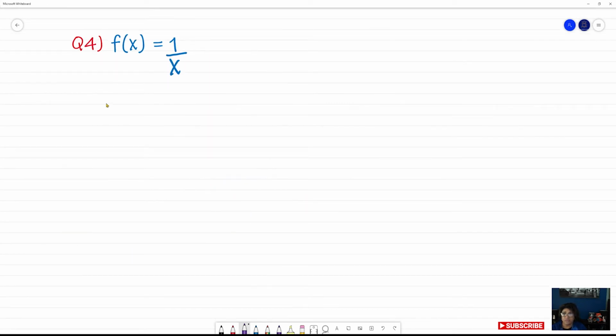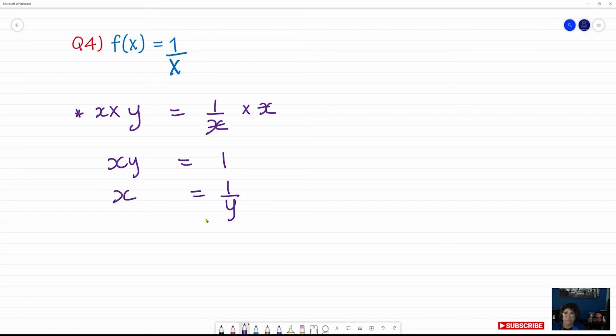And now for question 4, so step 1, we're going to replace the f of x and write this as y is equal to 1 over x, and then we're going to make x the subject. So if we want to get rid of this x here, we need to multiply by x here, multiply by x here, and then these two will cancel. Then I will have xy equals 1, which means x is going to be equal to 1 over y.